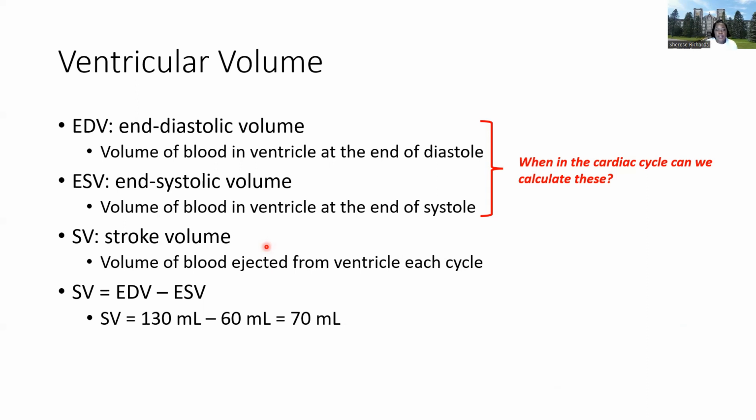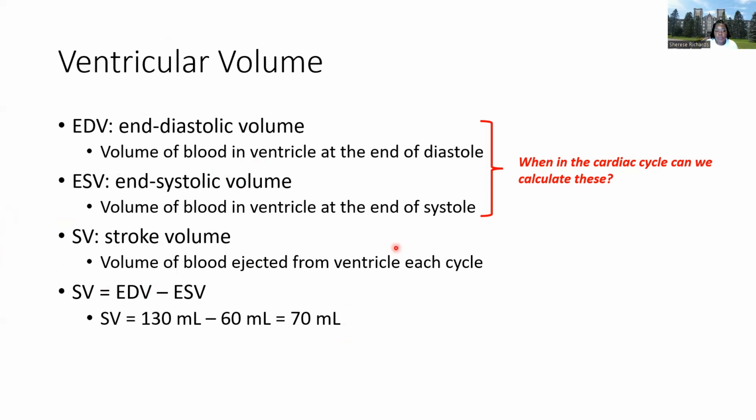Then we have the end systolic volume. This is the amount of blood that's left in the ventricle after systole. So after we had ventricular ejection, when most of that blood has left the ventricle, there is still some blood that is sitting in the ventricle at the end of systole. In other words, the ventricle is never fully empty. And so the volume that's left back after ejection is going to be considered our end systolic volume.